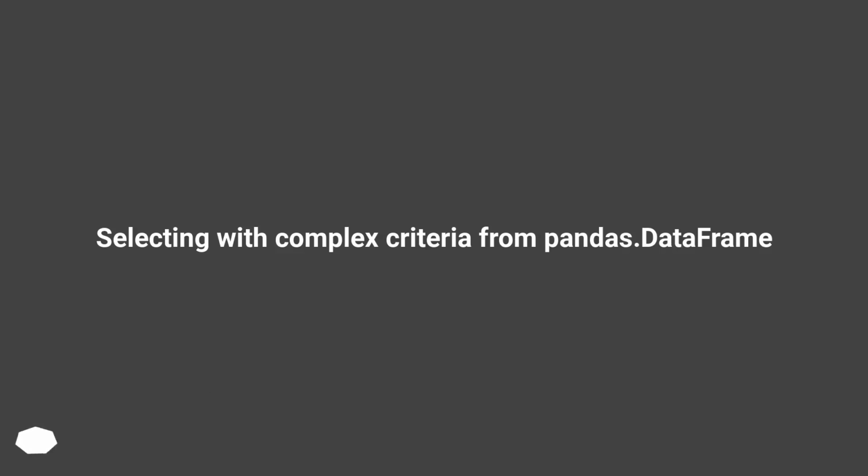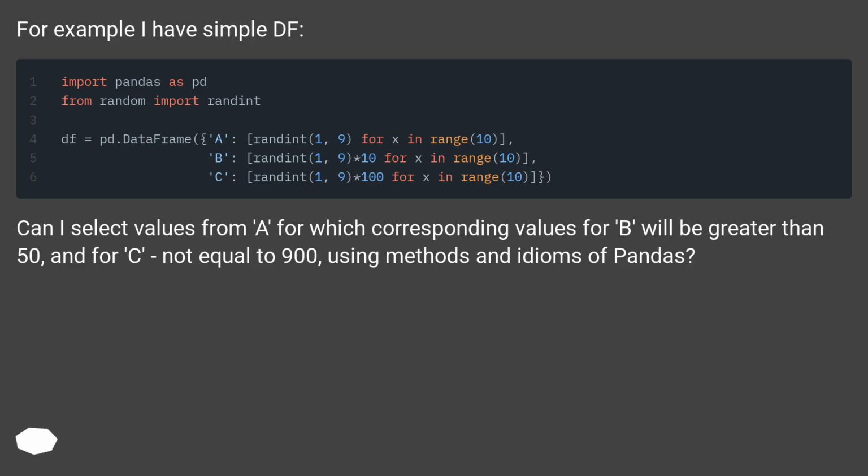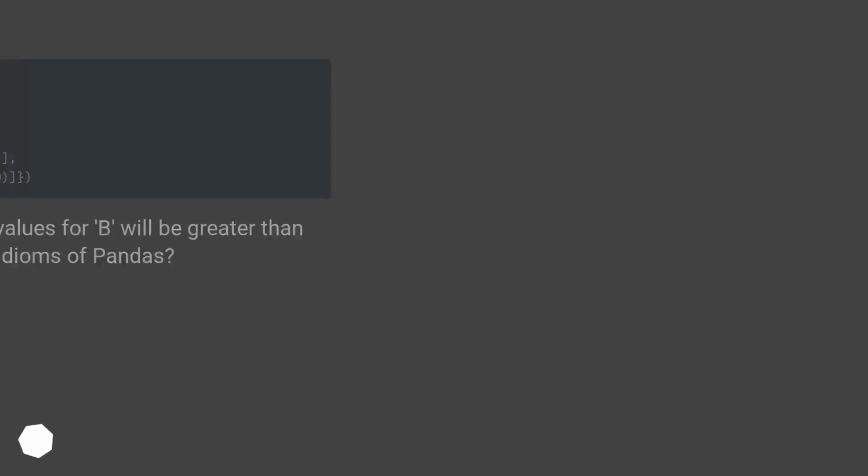Selecting with complex criteria from pandas DataFrame. For example, I have a simple DataFrame. Can I select values from A for which the corresponding values for B will be greater than 50, and for C, not equal to 900, using methods and idioms of pandas? Sure. Set up.